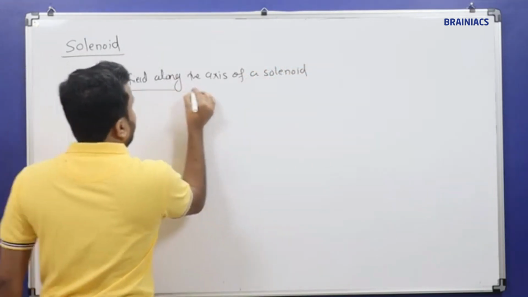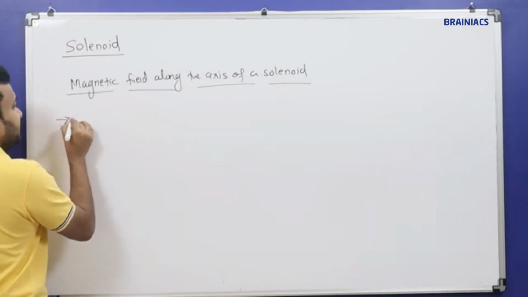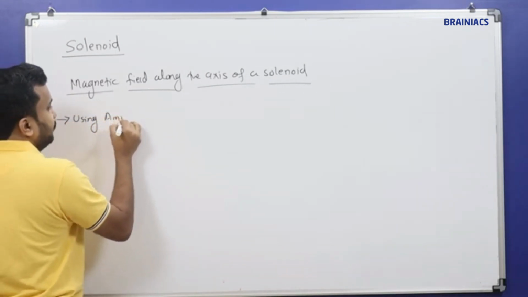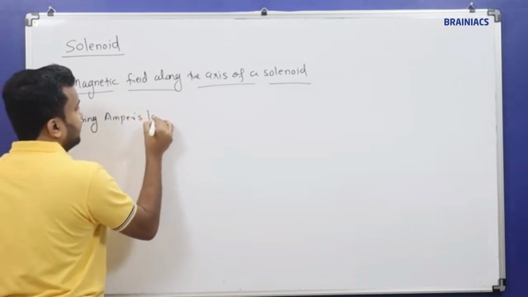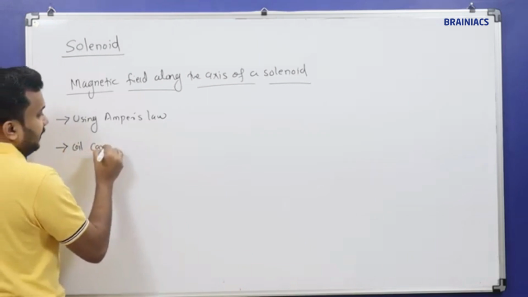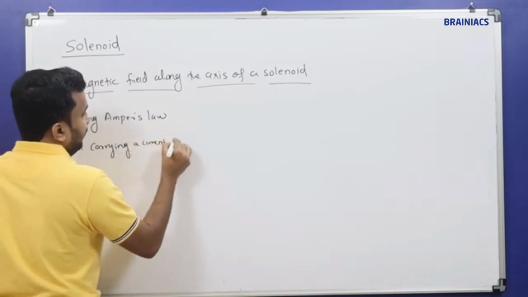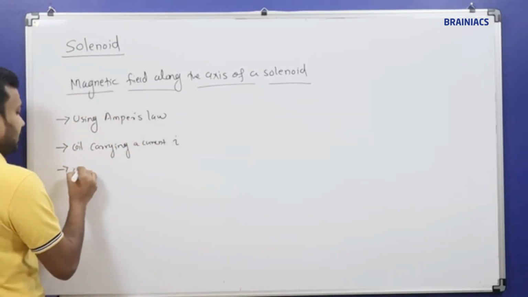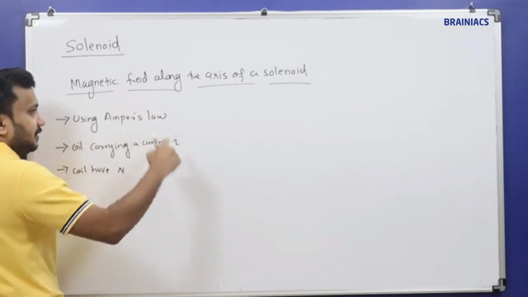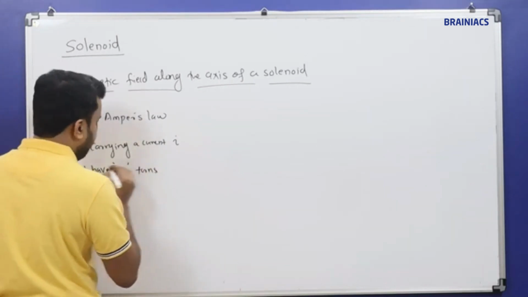To do this, we are using something called Ampere's law. Here, the first few things we are pointing out: we are using Ampere's law for this purpose, and we know this is a coil, and the coil is carrying a current of I ampere, and the coil has n number of turns. There is one turn, second turn, third turn, fourth turn, right? The coil will have n turns.